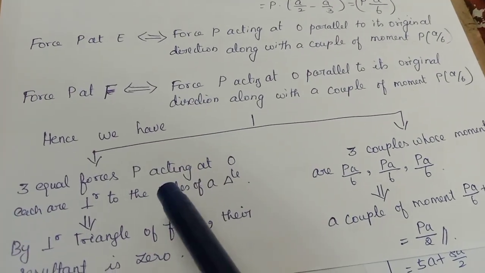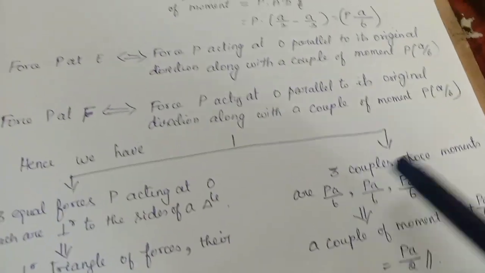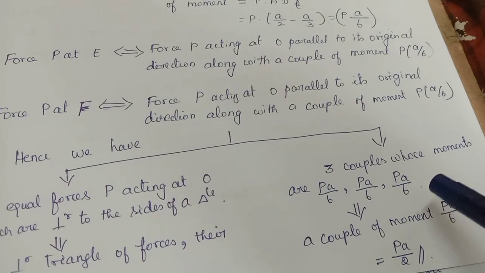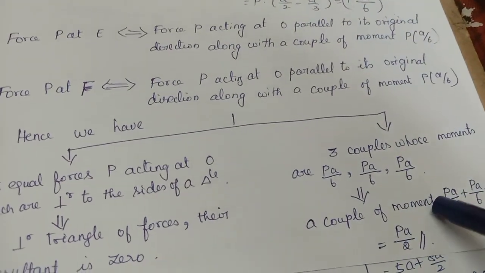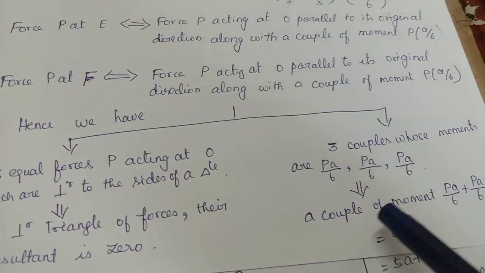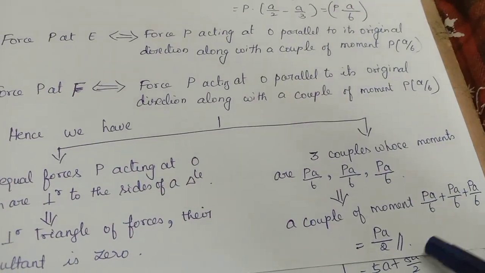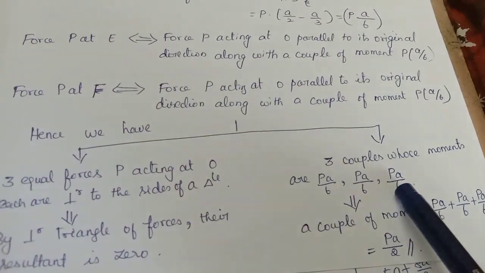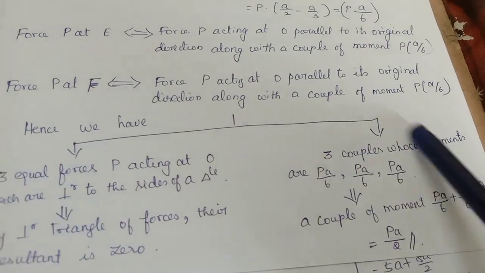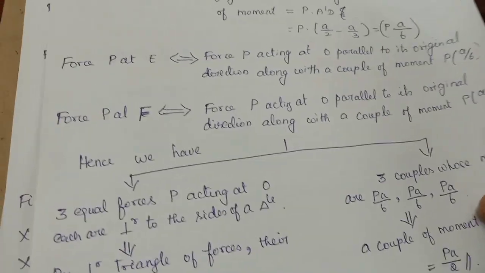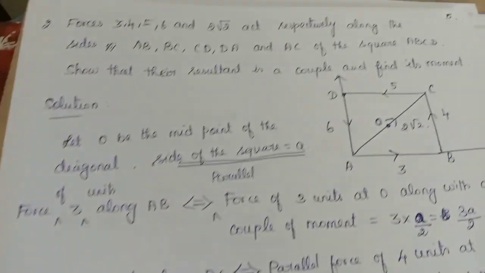Okay, not only do I have this, I am also having three couples, isn't it? And what are the moments? Three couples of moment PA by 6, PA by 6, PA by 6. So what will be the resultant? The resultant will be again a couple with the moment PA by 6 plus PA by 6 plus PA by 6, which is equal to PA by 2. So two things I have, this becomes equilibrium. So only this alone I am having. So the resultant is a single couple with the moment equal to what? PA by 2. Okay, next problem.